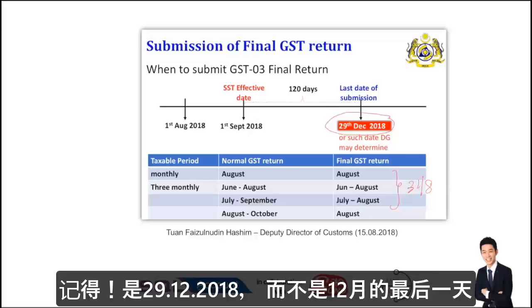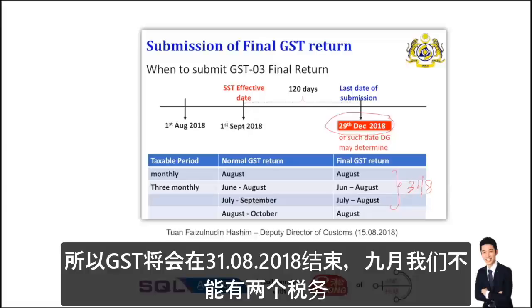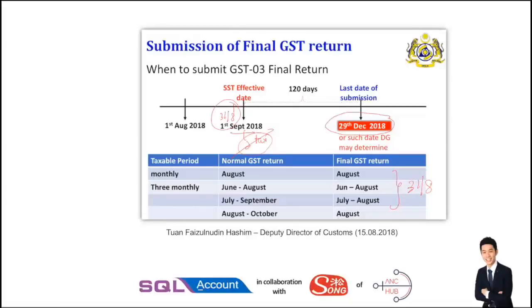Please take note. This will cut off on 31st August for a very simple reason: in September, you cannot run two types of tax. If you run two types of tax, then the question is, at that point in time in September, should I issue GST 0% or should I issue service tax or sales tax? So this will not work. They have to cut off by 31st August.